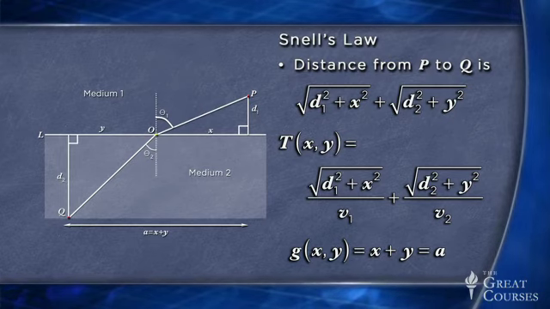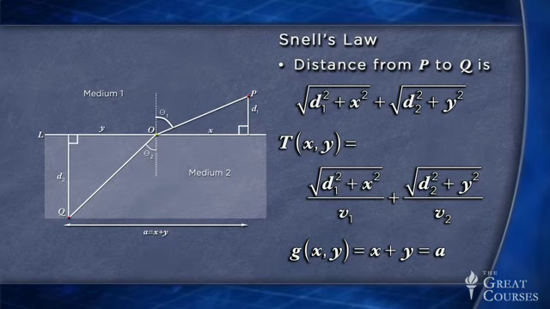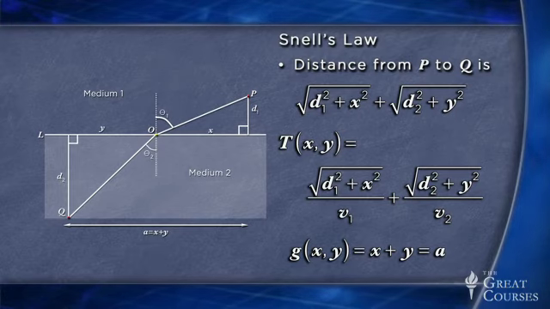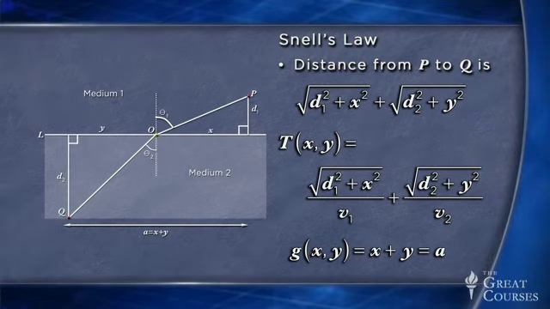d1 and d2 are given to us. There are certain distances, and v1 and v2 are the speed of light in the various media. The unknowns are just x and y. All right, how does Lagrange multipliers step in and solve this problem?